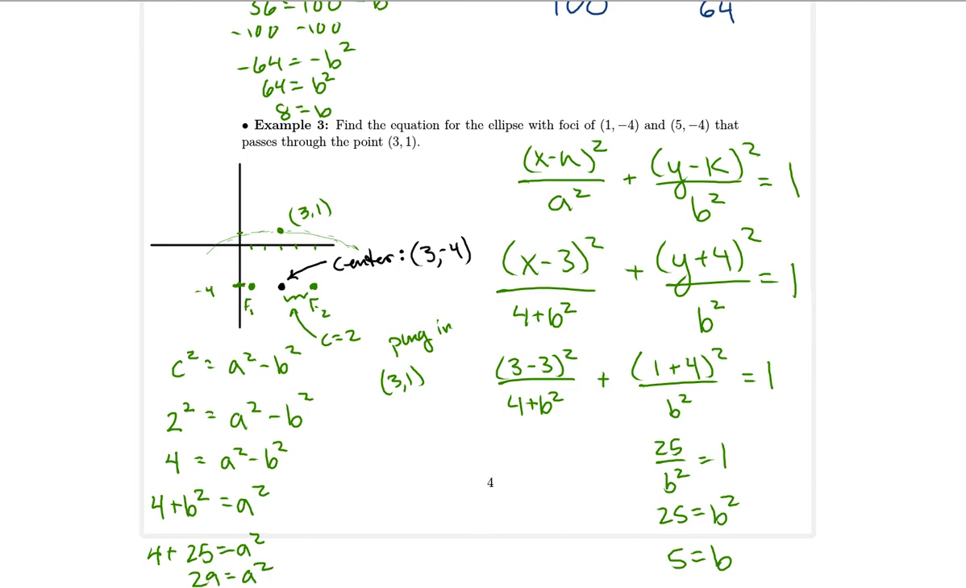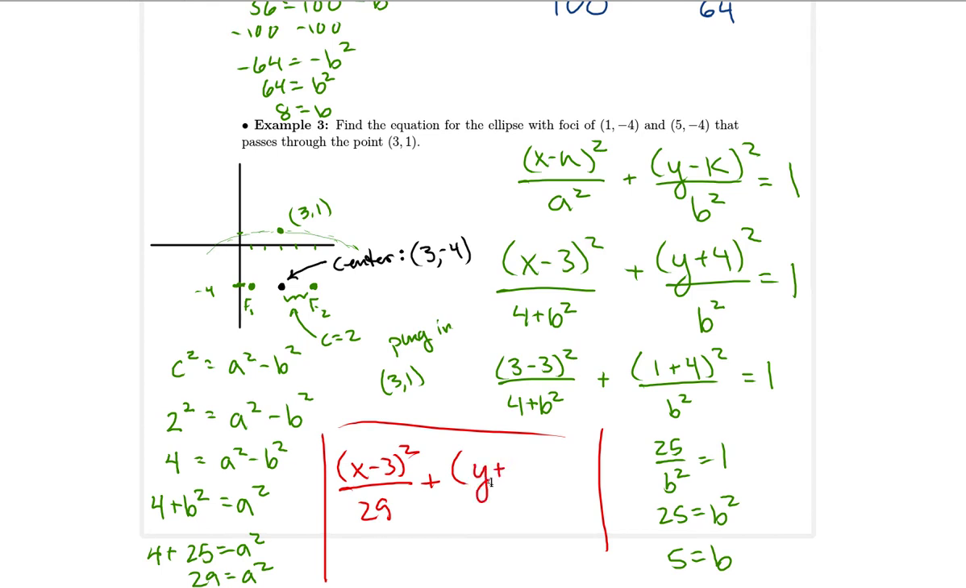So let's put this in red so it's really clear that that's my final answer, since I'm running out of space. So (x minus 3) squared over 29 plus (y plus 4) squared divided by 25 is equal to 1. So again, what got us started? What got us started was sketching the picture, and then I was able to get my bearings, find my center, and then use my formulas to figure out what A and B need to be.